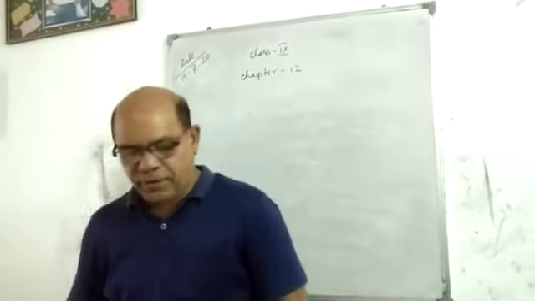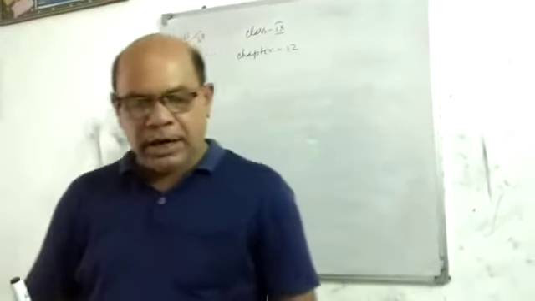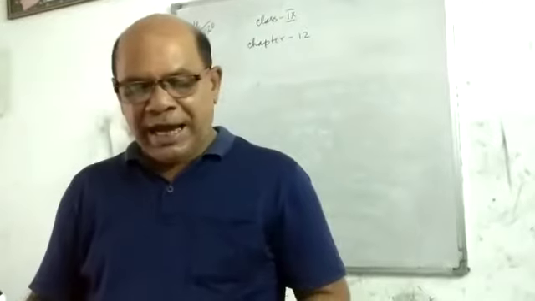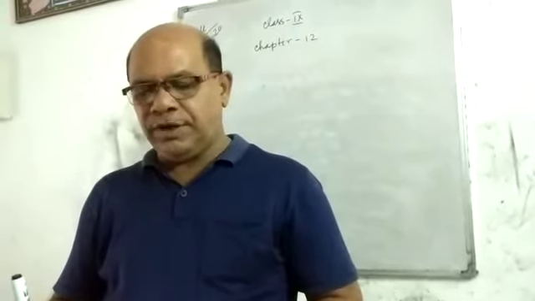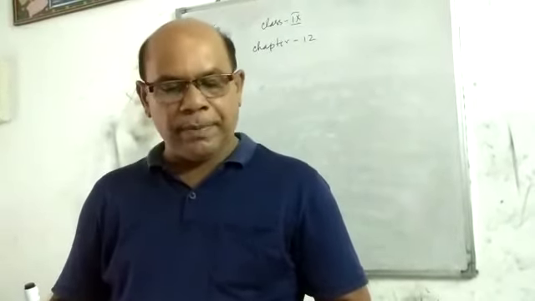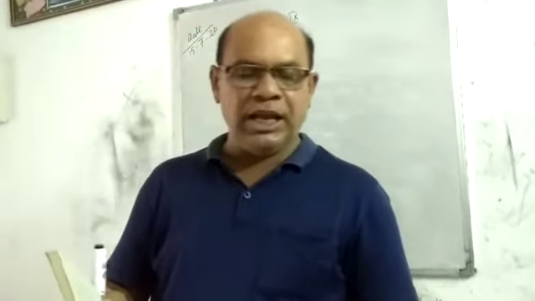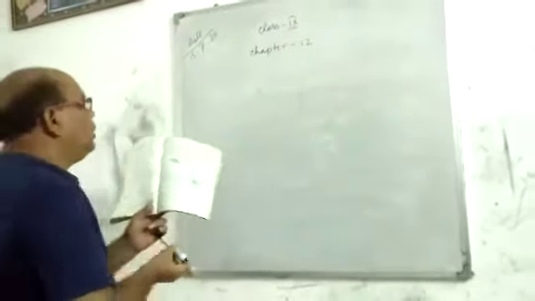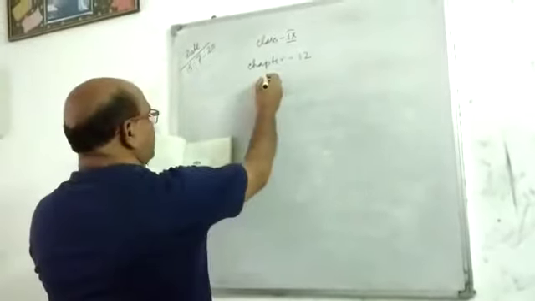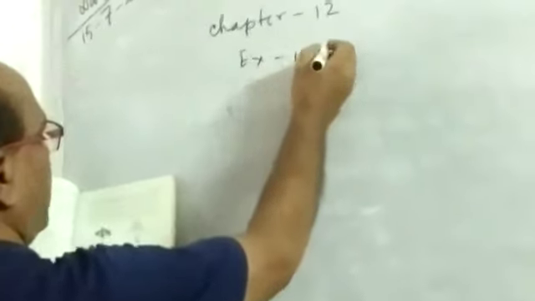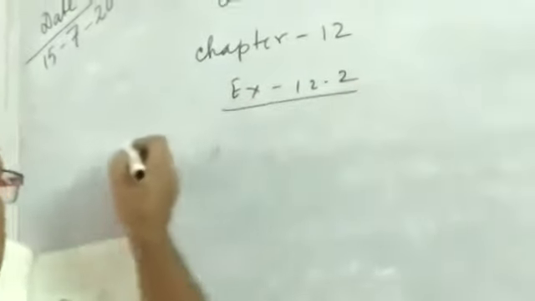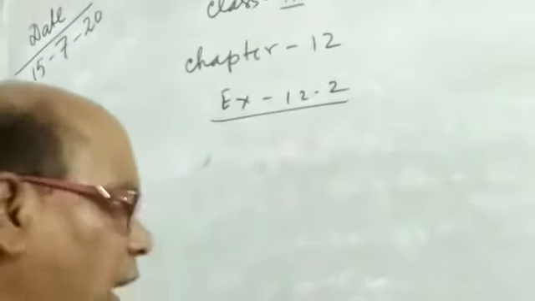They are given a park in the shape of a quadrilateral ABCD, and angle C is 90, AB equal to 9, BC equal to 12, CD equal to 5 and AD equal to 8. How much area does it occupy? So, in exercise 12.2 there is only one math: I will teach you how to find the area of a quadrilateral.